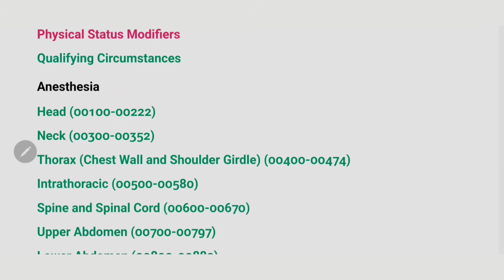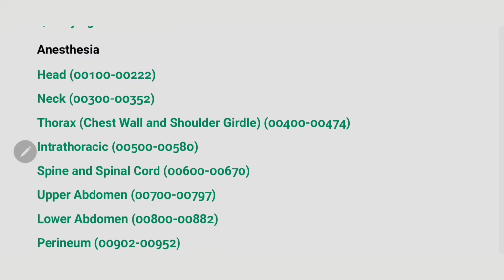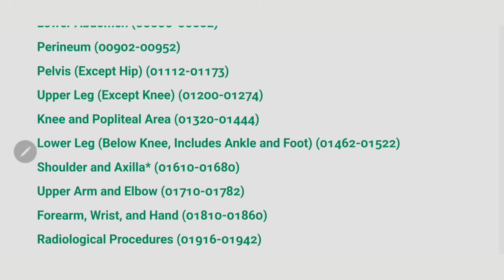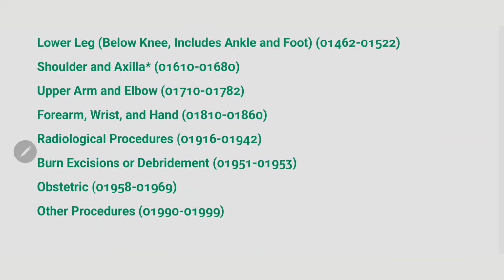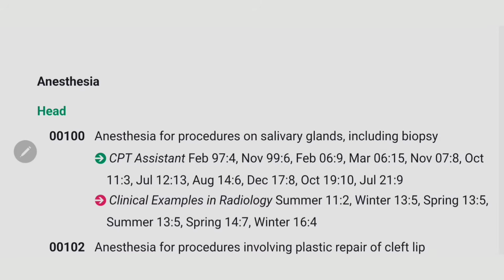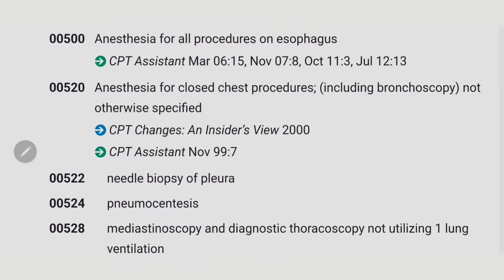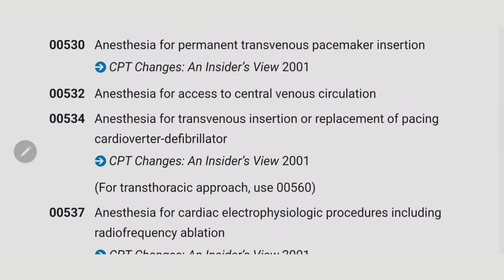Now let us go through the anesthesia code range. Anesthesia codes are grouped anatomically beginning with the head. You can see we have codes for head, neck, thorax, intrathoracic, spine, upper abdomen, lower abdomen, perineum, pelvis, upper leg, knee, lower leg, shoulder and axilla, upper arm, forearm, radiological purposes, burn excision, obstetric and other procedures. You can see we have the codes for anesthesia services performed on head, neck. Likewise, we have codes for different anatomical regions.